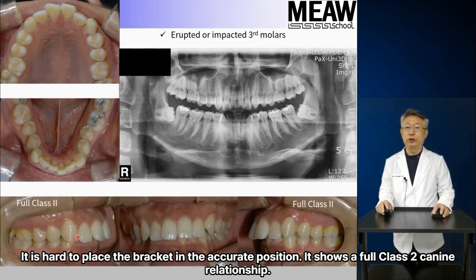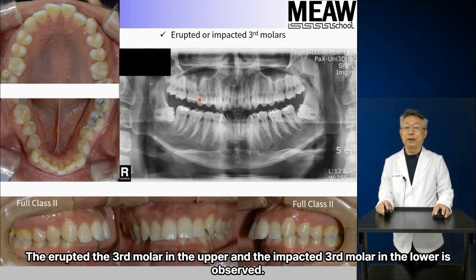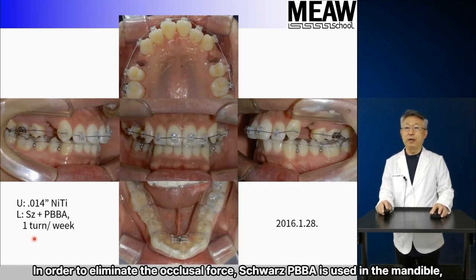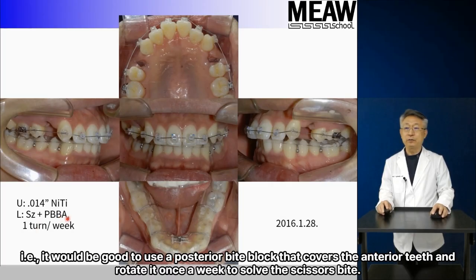It shows a full class 2 canine relationship. The erupted third molar in the upper and the impacted third molar in the lower is observed. This is a case of the upper first premolar extraction only. In order to eliminate the occlusal force, Schwartz PBBA is used in the mandible, i.e., it would be good to use a posterior bite block that covers the anterior teeth and rotate it once a week to solve the scissors bite.